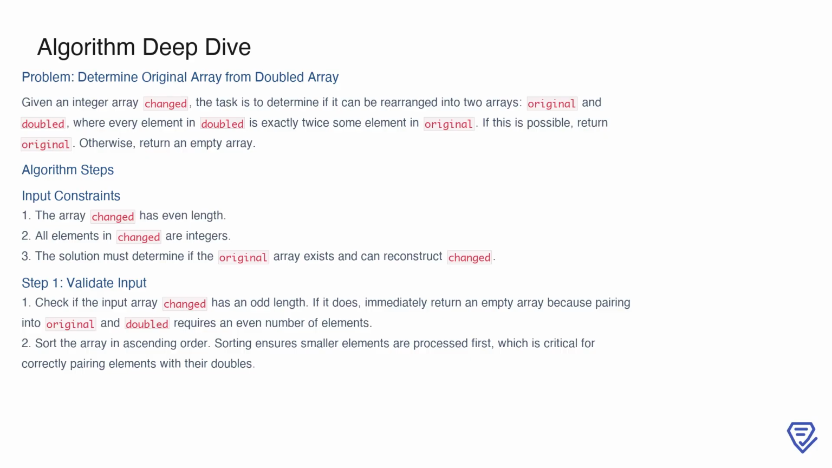To solve this, the first step is to validate the input. Since pairing elements requires an even number of values, the first check is to see if changed has an odd length. If it does, we can immediately return an empty array. Next, we sort the array in ascending order. Sorting is a crucial step because it allows us to process smaller elements first, ensuring that pairs are matched correctly. For example, smaller elements like 2 must be paired with 4 before we consider larger elements such as 8 or 16. This step lays the foundation for the algorithm's logic.